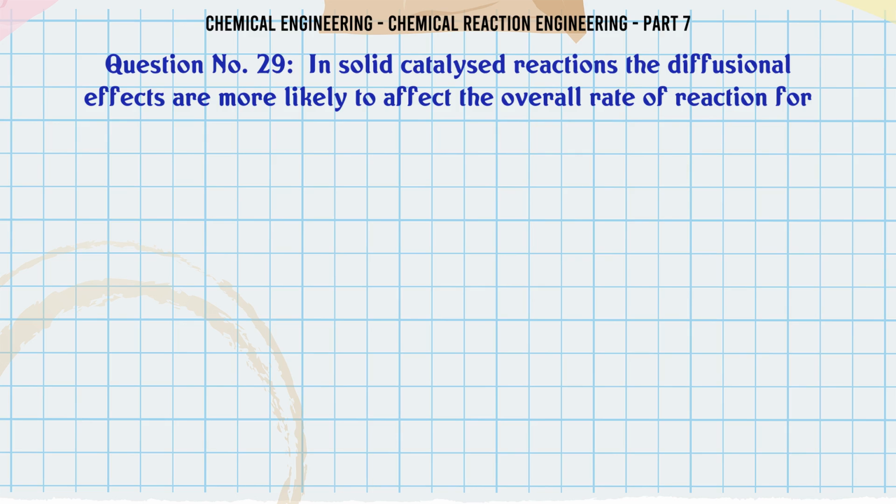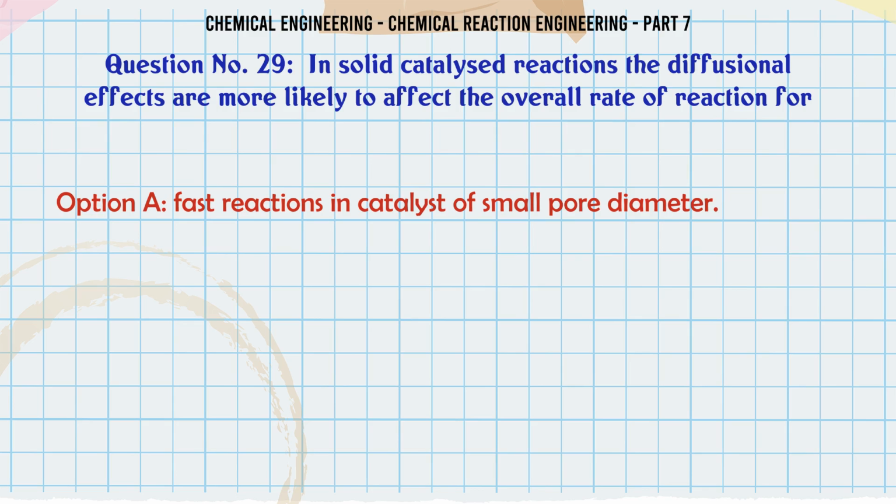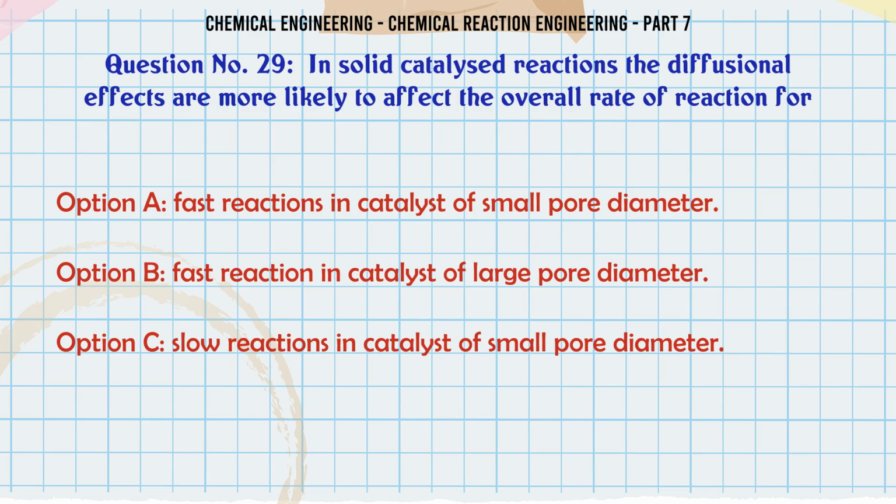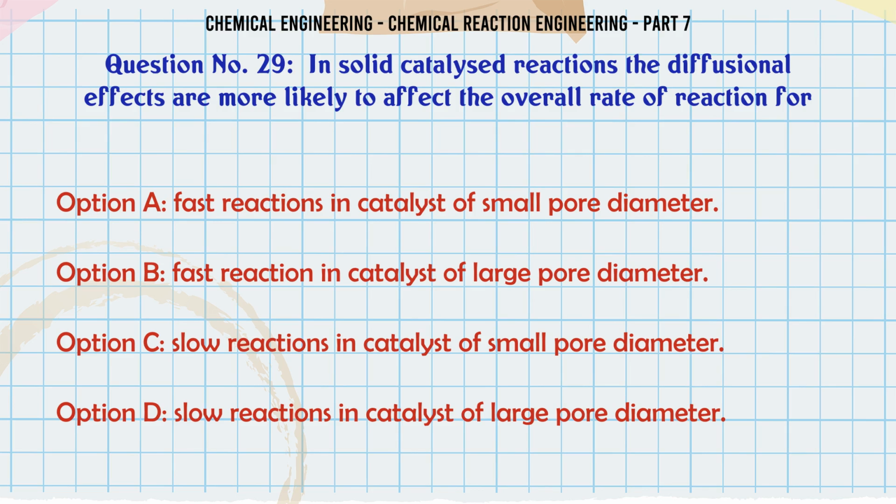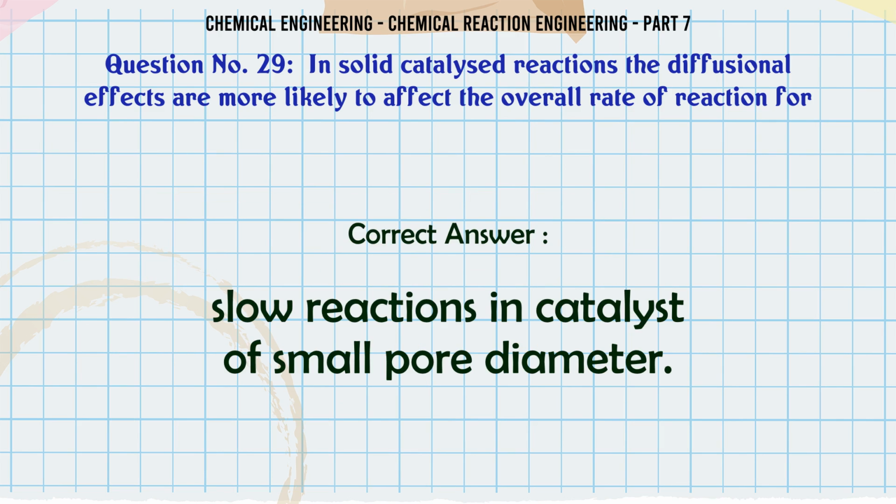In solid catalyzed reactions, the diffusional effects are more likely to affect the overall rate of reaction for: A, fast reactions in catalyst of small pore diameter. B, fast reaction in catalyst of large pore diameter. C, slow reactions in catalyst of small pore diameter. D, slow reactions in catalyst of large pore diameter. The correct answer is: slow reactions in catalyst of small pore diameter.